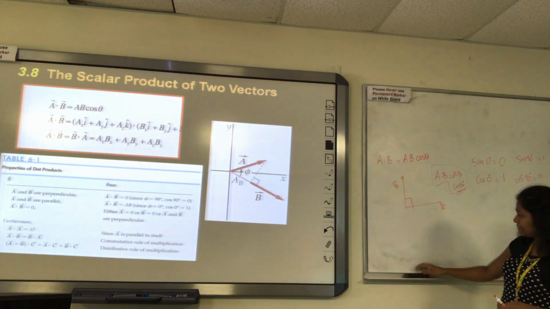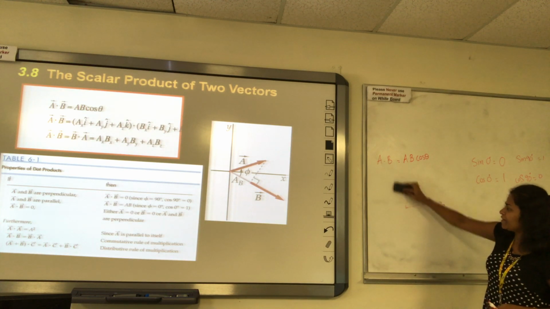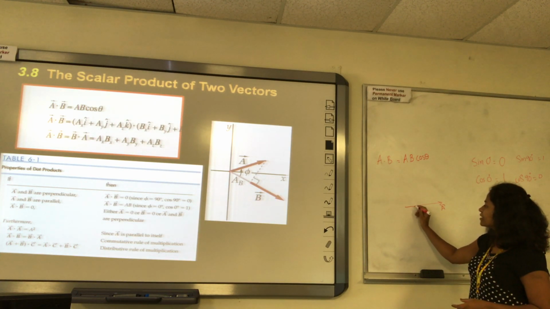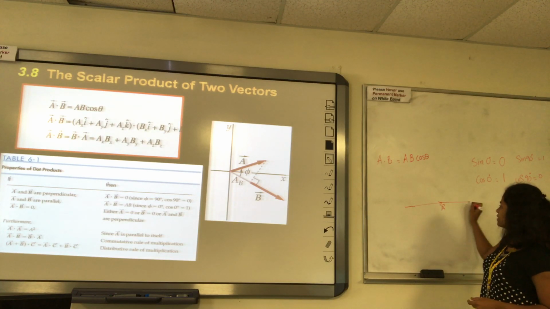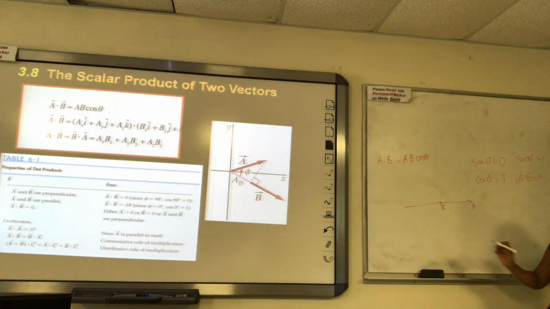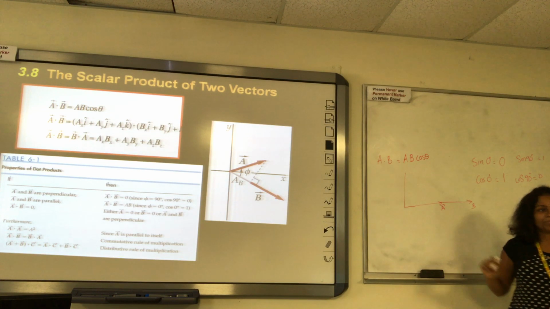And in a similar fashion, if I have A of this size, a vector like this, and I have a B vector in the same direction but a little bit longer, if I want to find out what A dot B is, how much would that be the answer?